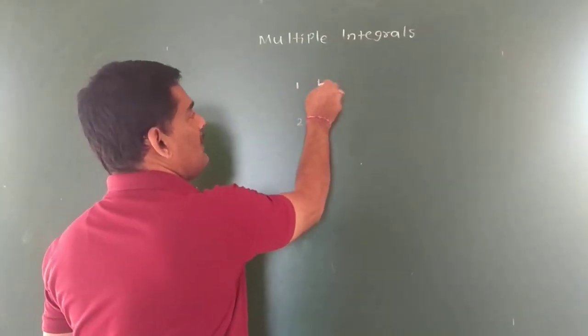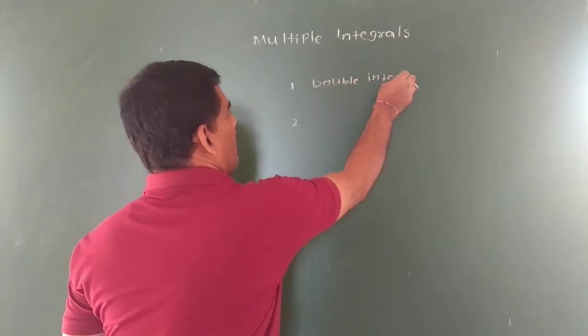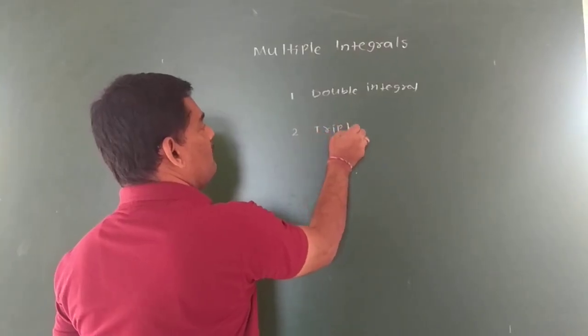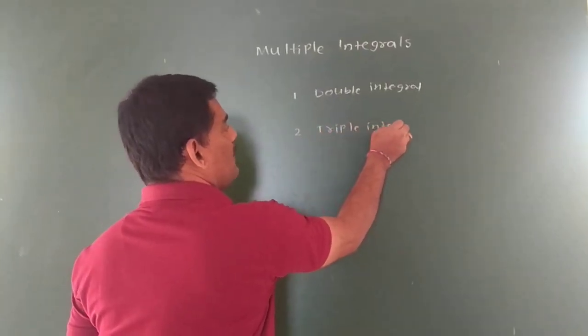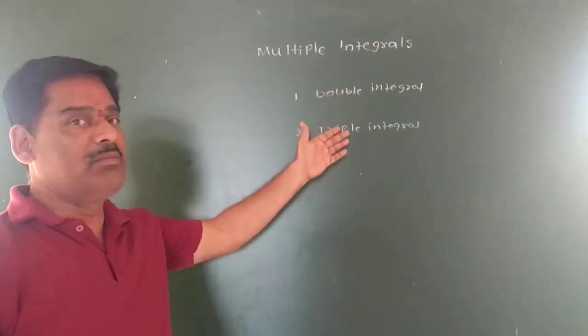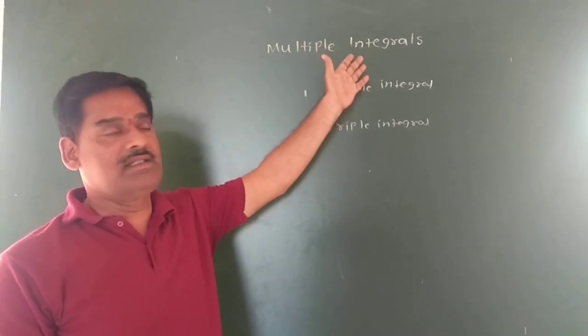At present I am going to consider only two different categories. One we call a double integral, and the second one is nothing but the triple integral. So we are going to take only two different types of integrals, double integral and triple integral. Both are multiple integrations.